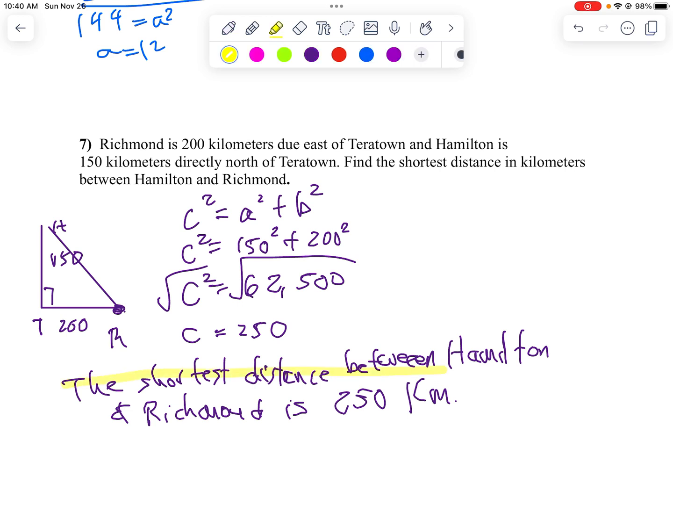Although you don't necessarily have to write the whole sentence out, you do have to include kilometers. If you don't include kilometers on your test, you're going to get some points marked off for that. Okay, that will not be a full credit question. If you just give me 250, you got to do the whole thing.